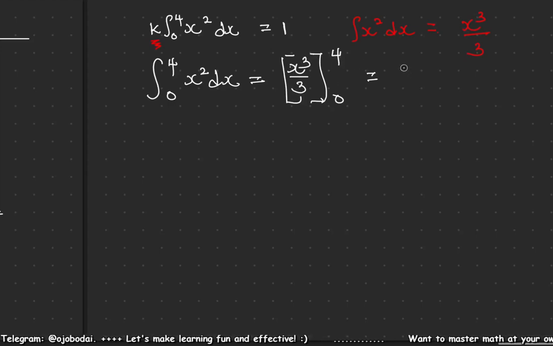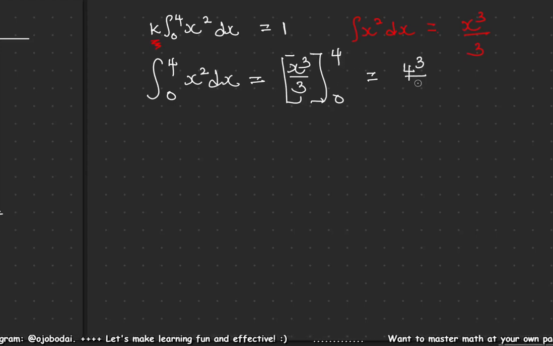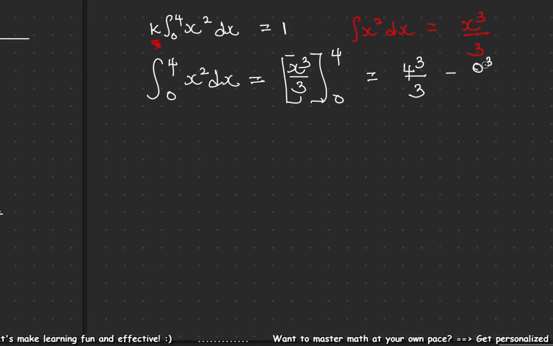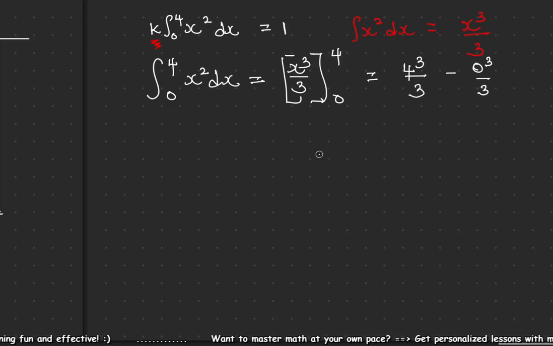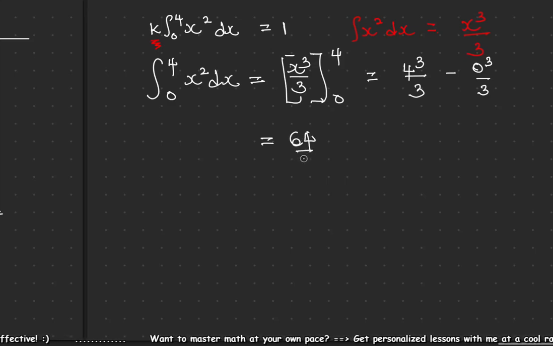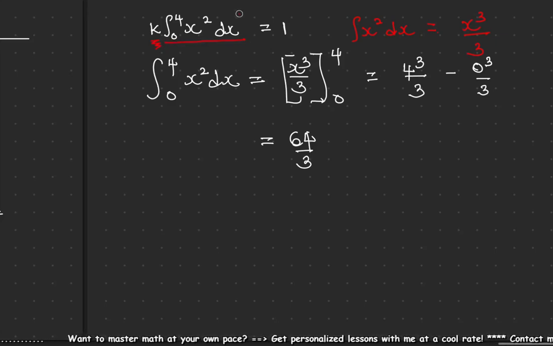So for the 4, we have 4 cubed over 3. That is, instead of x, we put our 4 there. Minus 0 cubed over 3, that is the value of x. Evaluating this one, 4 raised to the power 3 gives us 64. So 64 all over 3. And we know this over here is definitely going to give us 0. You see? So the integral of all of this is what we have solved over here.